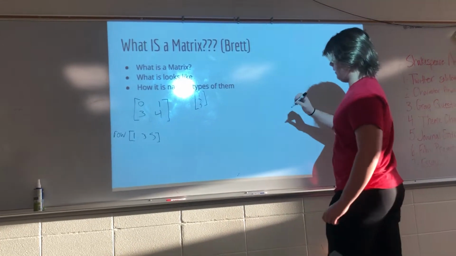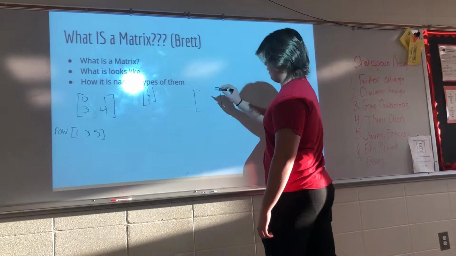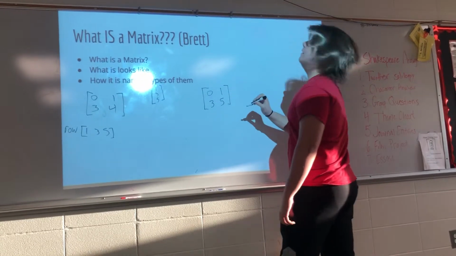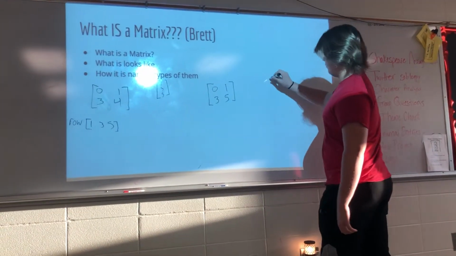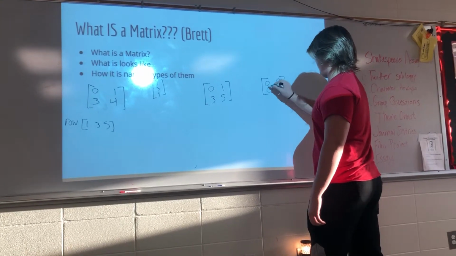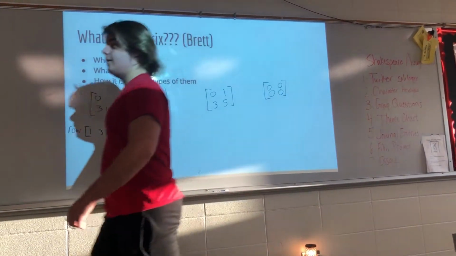And then there is a square matrix, which means that its number of rows and columns is equal. And then there's a zero matrix over here, which means that all of the numbers in it are zero. Yeah, so that's that.